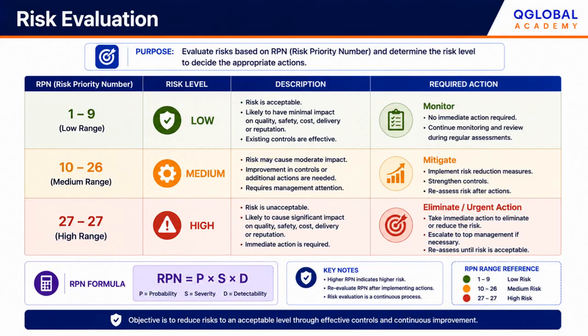Once actions have been completed, the risk should be reassessed. Remember these key points. A higher RPN always indicates a higher priority. Risk evaluation is not a one-time activity. It is a continuous process that supports continual improvement. The ultimate objective is to reduce every significant risk to an acceptable level through effective controls.